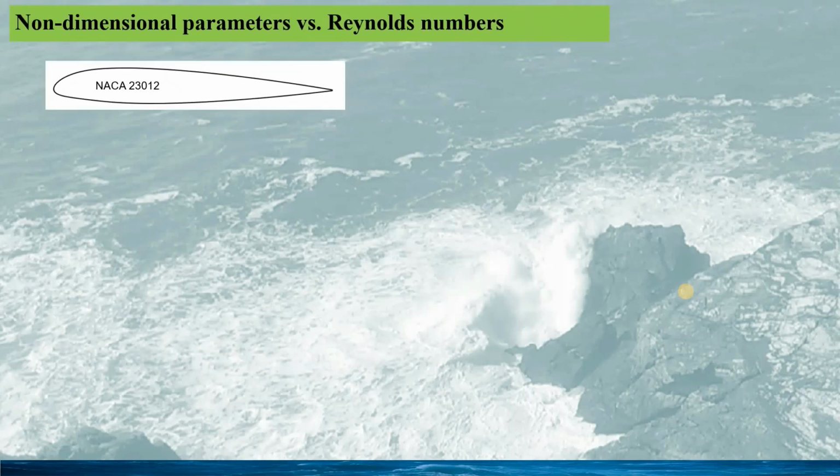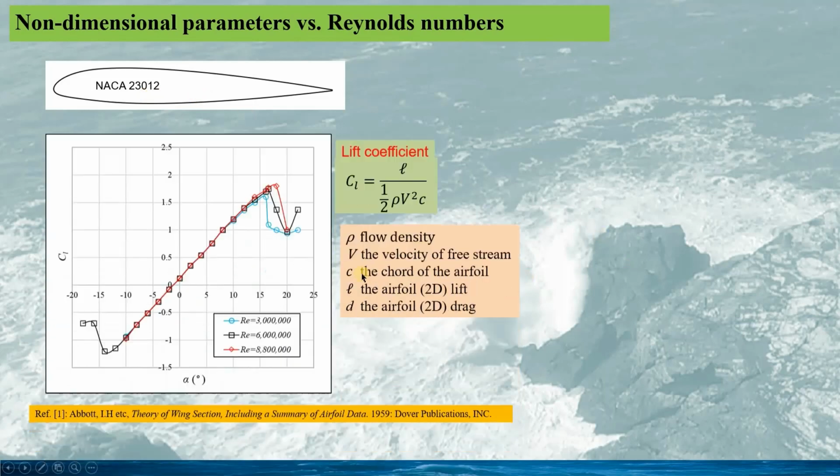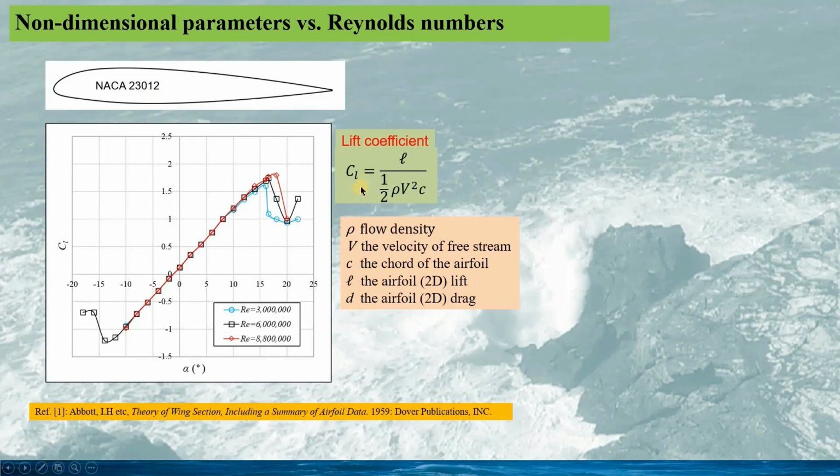The same principle is also used for the blunt body airfoils. Here we show some experiment results for the airfoil NACA 23012. So for the lift coefficient CL, we have the experiment data given in this plot. And we can see the lift is given in the lift coefficient, the non-dimensional expression for the lift.